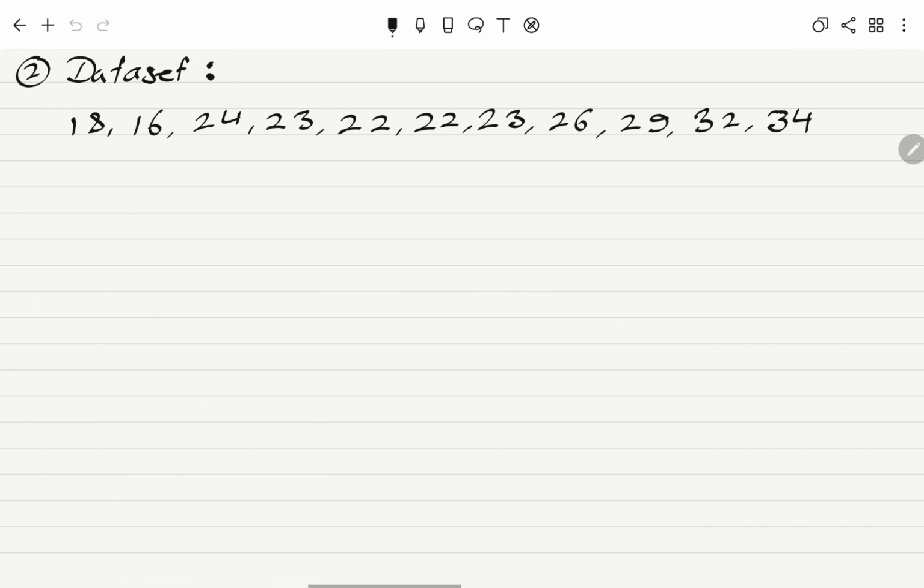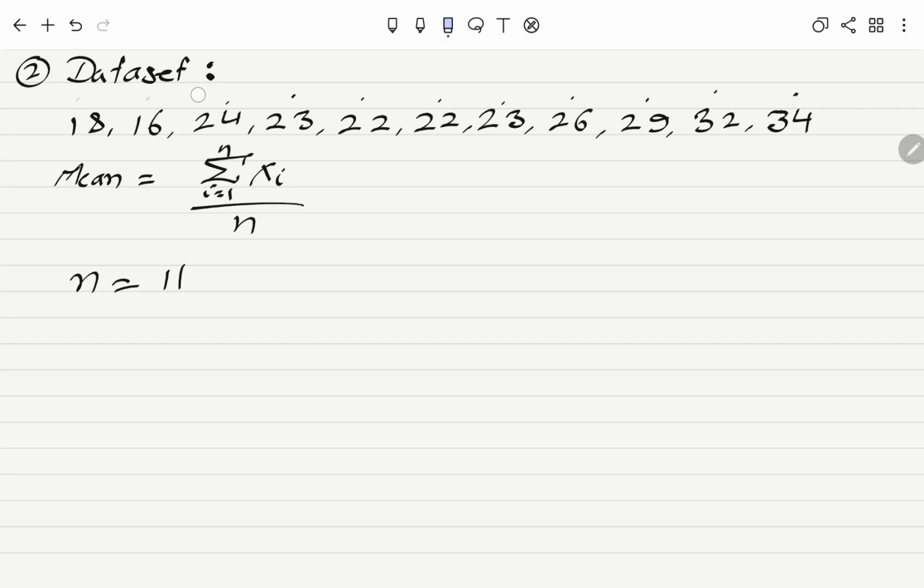Let's move on to the second data set. Here we have a larger data set. If we want to calculate the mean of this data set, the formula will remain the same: summation of xi, where i goes from 1 to n, divided by n. In this data set, our n is going to be 1, 2, 3, 4, 5, 6, 7, 8, 9, 10, 11. So n is 11.